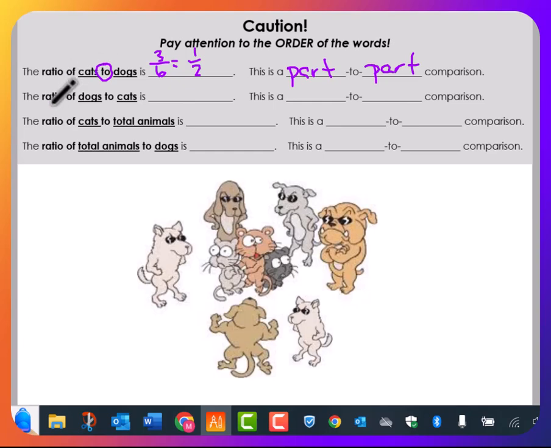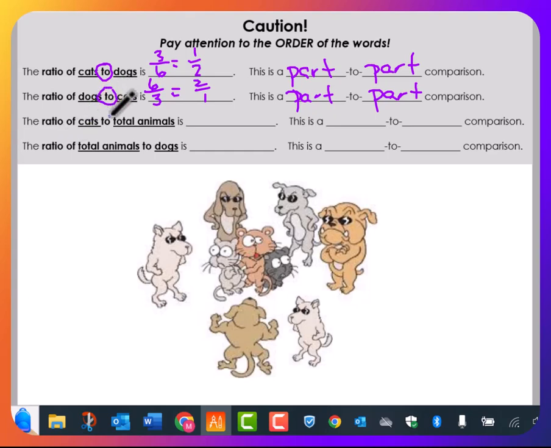If we want to write the ratio of dogs to cats, well, the dogs would be 6, the cats would be 3. Simplify, you get a 2 to 1 ratio. Again, this is a part to part comparison. We're comparing the dog parts to the cat parts.